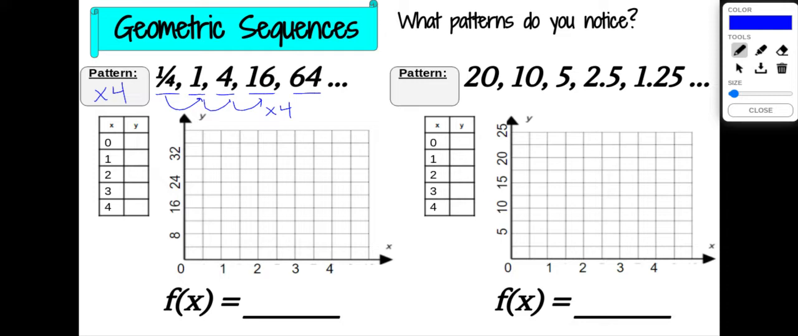Let's take that sequence and put it into a table. We're going to say that term 0 is 1/4, term 1 is 1, then 4, 16, and 64.